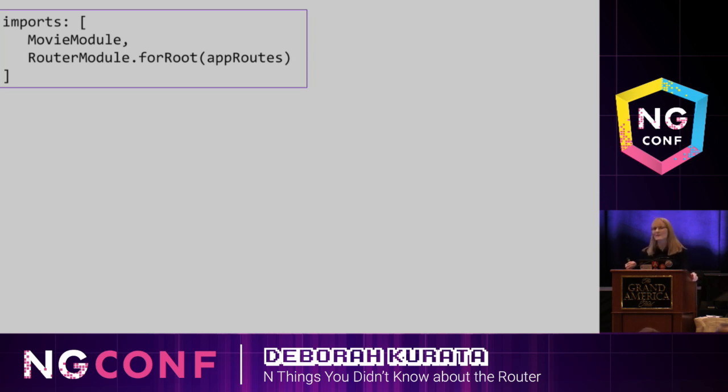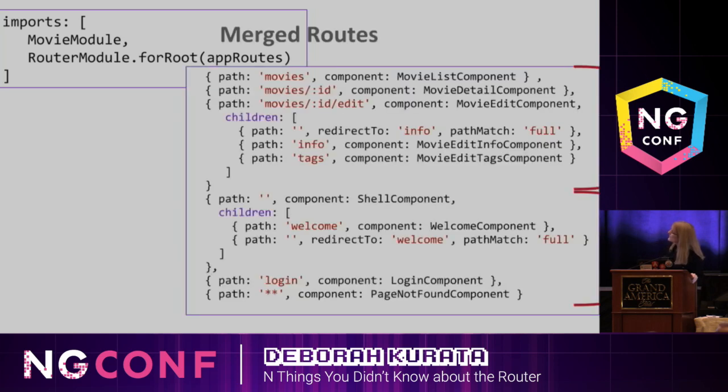Remember I said at the very beginning that Angular takes all of our routes and makes one big list of route configurations and then goes through top to bottom? So what this is going to do is merge our routes. So we're going to have our movies routes first, because we specified it first there, and then it's going to have our other routes.